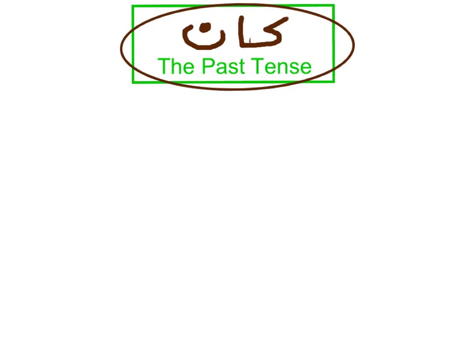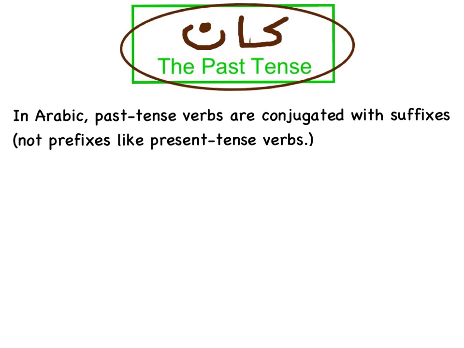The verb kaana in the past tense. So, as you already know, Arabic past tense verbs are conjugated with suffixes. They never have prefixes. We just leave the prefixes for the present tense verbs. So, examples of past tense verbs that you know: أنا درست, أنا ذهبت, هو ذهب, هي عملت. These are all past tense verbs with their suffixes. And they should all be familiar to you.